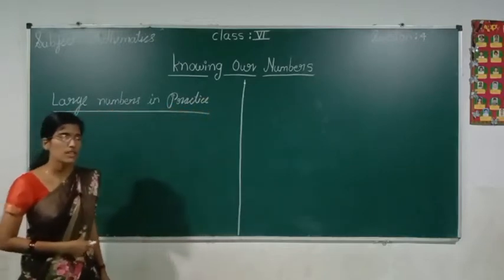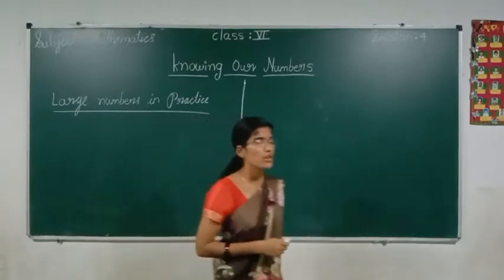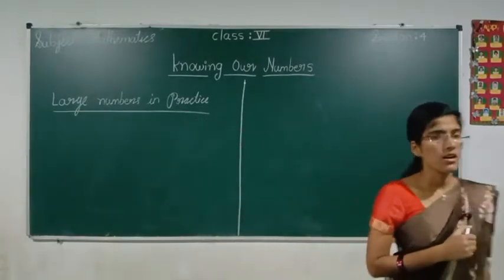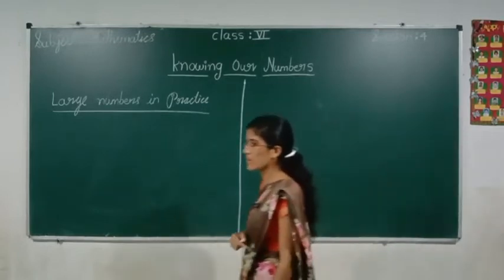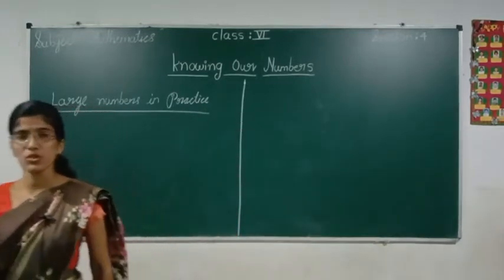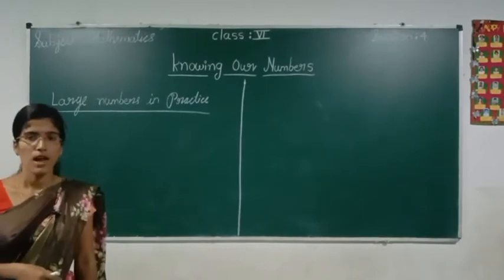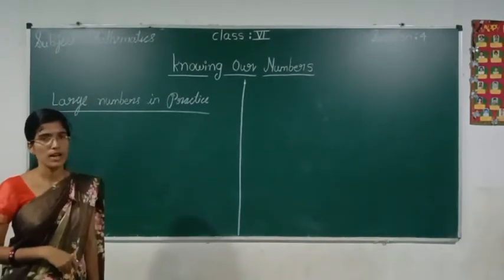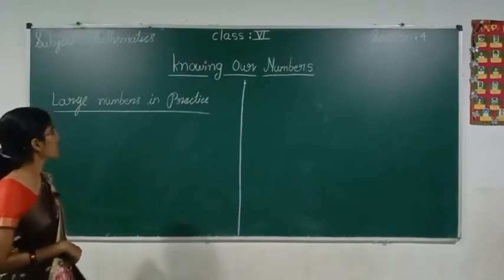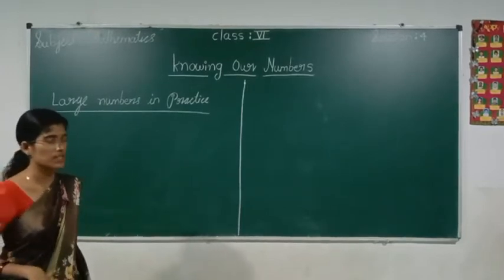So students, in the last class we studied the international place value chart and the Indian place value chart. We came to know how to read the numbers and how to write them. We also solved exercise 1.1. See here, large numbers in practice.